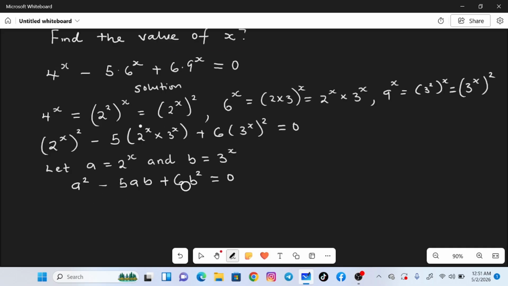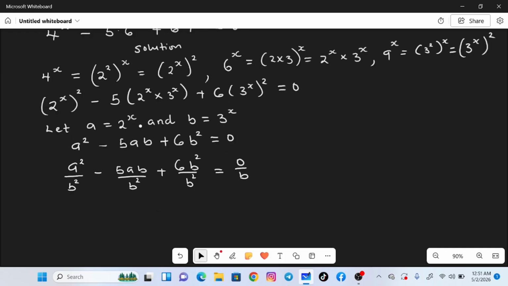Now divide everything by b squared. So we are going to have a squared over b squared minus 5ab over b squared plus 6b squared over b squared equal to 0 over b squared, and a squared over b squared can be written as a over b, everything squared, minus 5a over b plus 6 equal to 0.